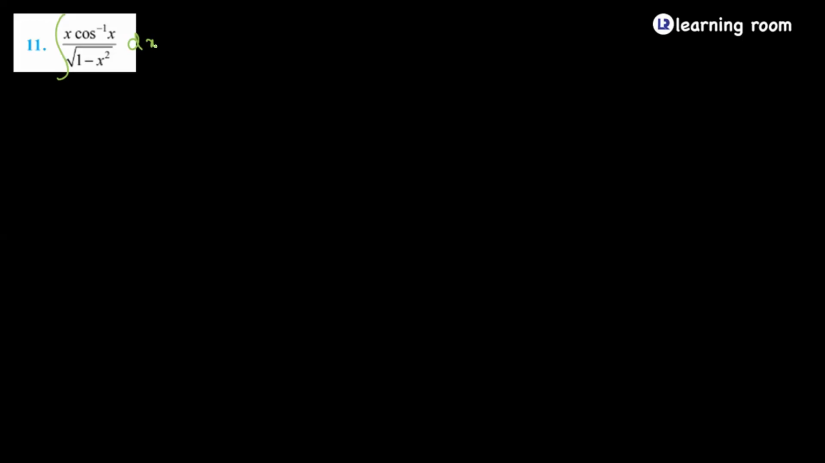So let me tell you what you're going to get. You put x is equal to cos theta. Dx is equal to minus sin theta d theta. In the place of x, you have cos theta into, and in the place of cos inverse x, you will have theta. So the numerator will be cos theta into theta, divided by the denominator sin theta. Then you will have integral of theta into cos theta by sin theta.